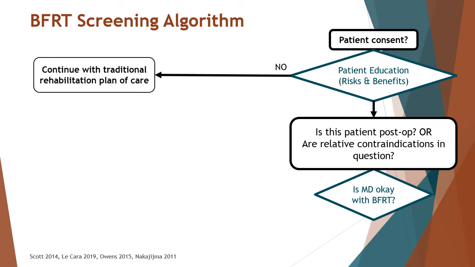So moving on, is the patient post-op or are there relative contraindications in question? So obviously, if the patient says, no, I'm not interested, or they don't give their consent, then you're going to continue with traditional rehab. If they are post-op or have relative contraindications, notice the different phrasing here between this and what Scott et al. proposes, saying that if there's contraindications you check with the doctor here. If there's contraindications, then you're not going to do BFR. If there's relative contraindications, at that time point you can consider discussing your concerns with a physician and describing the physiological issues or concerns that you have that may help to inform their decision and their clearance.